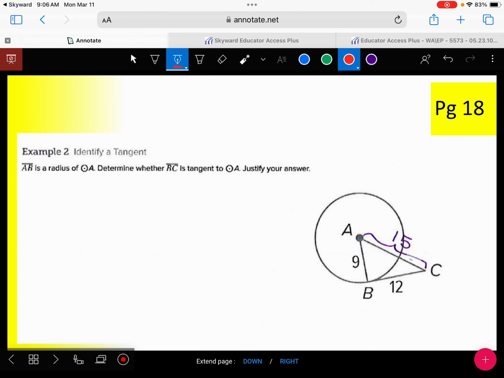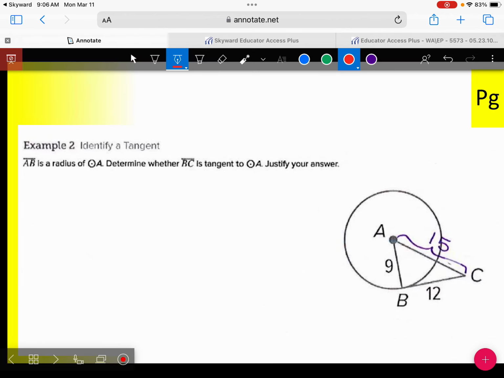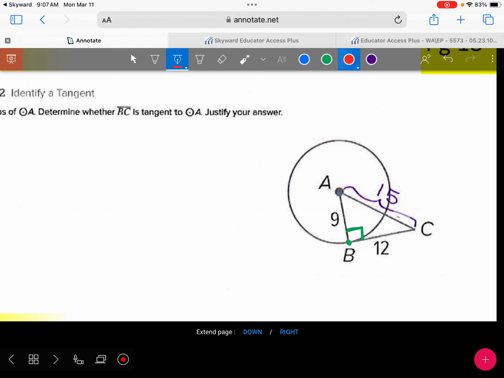Let's look at this example here. If AB is a radius of circle A, we need to determine if BC is tangent. Now, the first thing I want you to do, anytime you see a diagram like this, that point of tangency is right here. Put that 90-degree angle right there. So we're going to see if this is tangent, and we're going to do that with the Pythagorean theorem. The Pythagorean theorem says C squared equals A squared plus B squared.